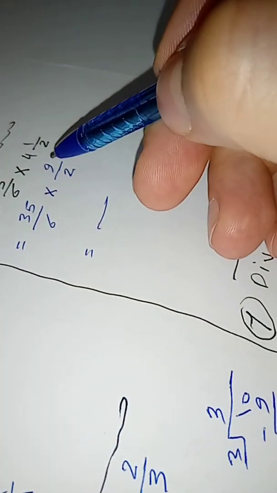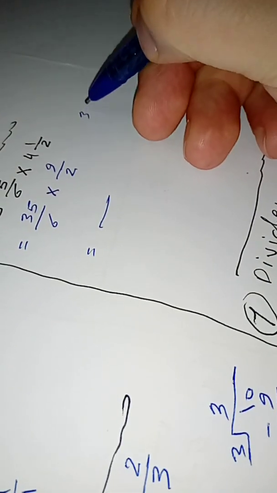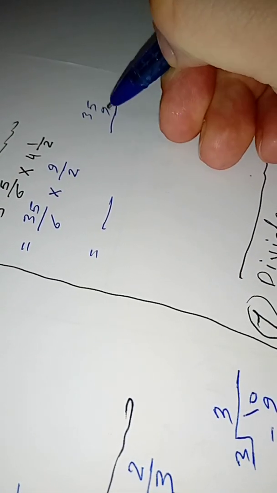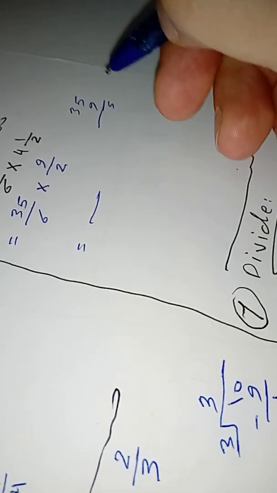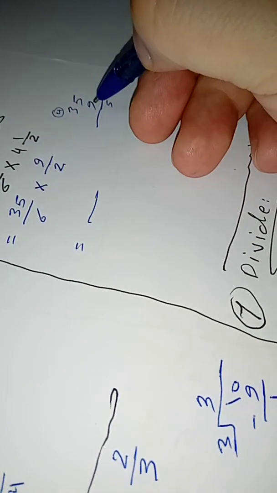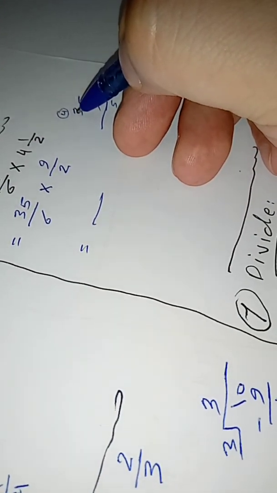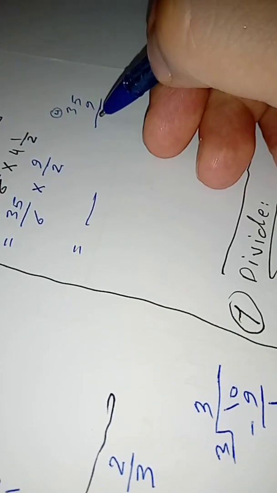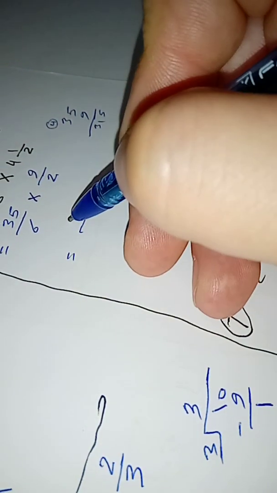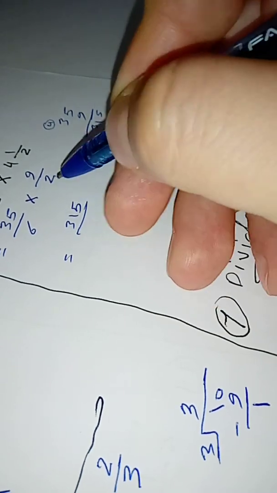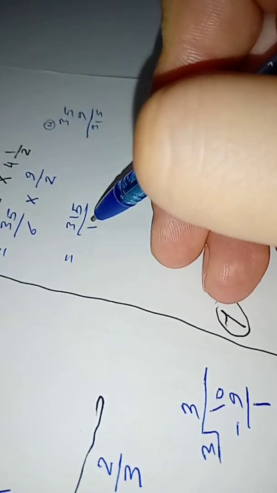Now we want to multiply 9 times 35. 9 times 5 will be 45. 9 times 3 will be 27. 27 plus 4 will be 31. So here we have 315. And 2 times 6 will be 12.